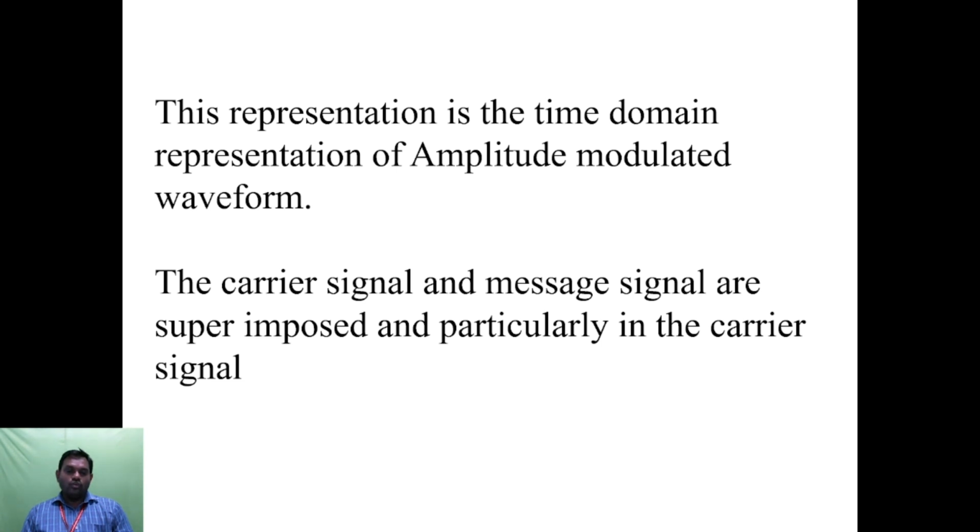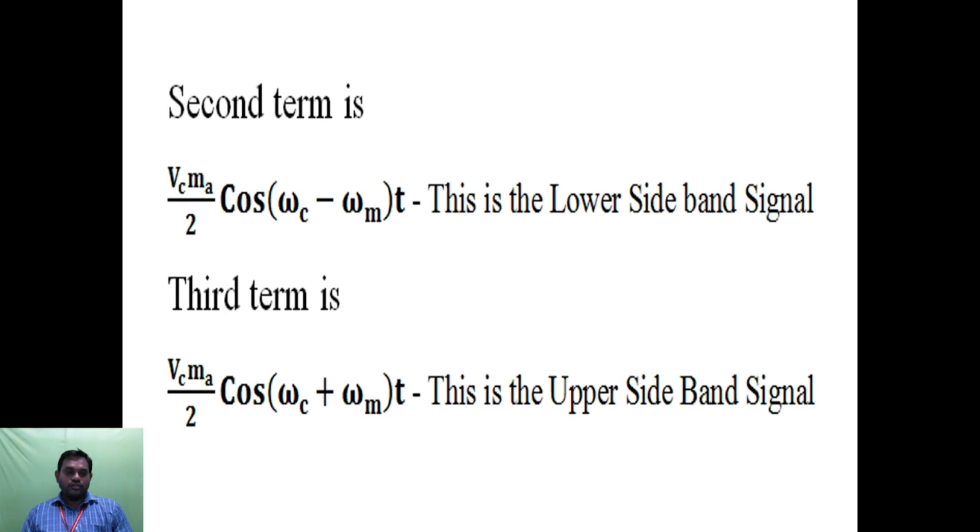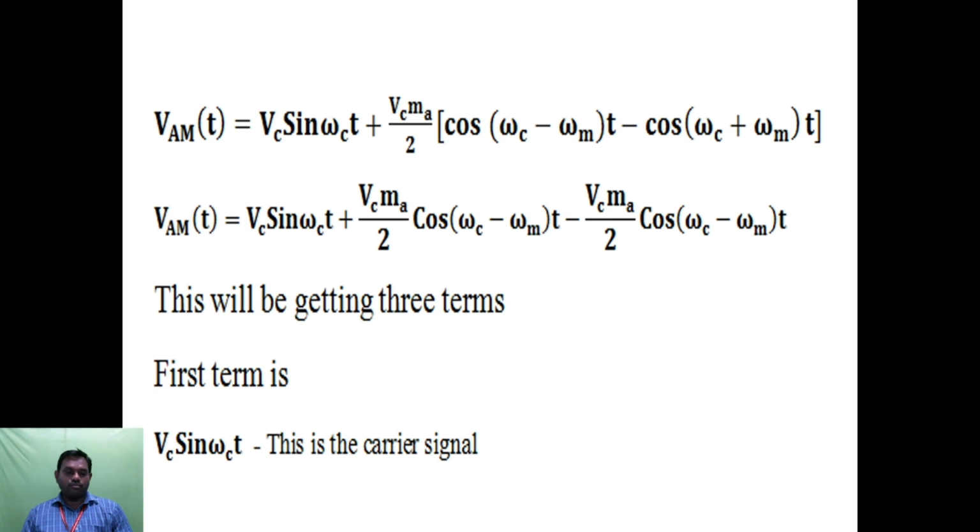So now the derivation of amplitude modulation has been completed. The final equation of the amplitude modulated wave is Vam of t is equal to Vc sin omega c t plus Vc Ma by 2 cos(omega c minus omega m) t minus Vc Ma by 2 cos(omega c plus omega m) t.